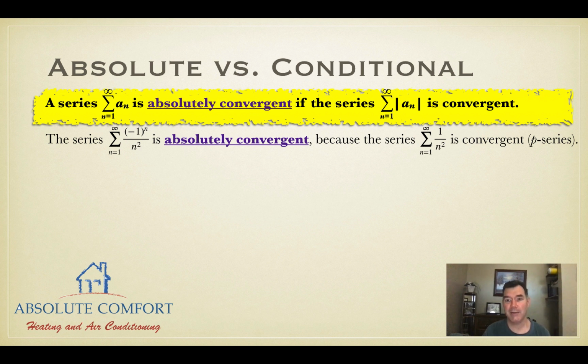Okay. So I can say that this series, -1 to the n over n squared, is absolutely convergent because if I take out all those negative 1s and I'm just left with 1 over n squared, I know that that is convergent because it's a p series where p equals 2.